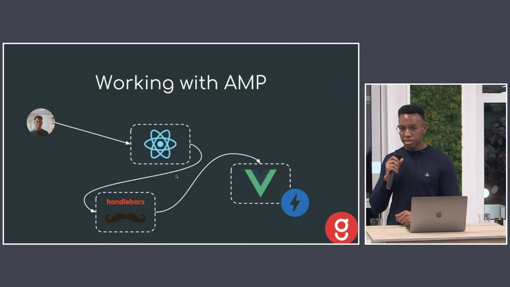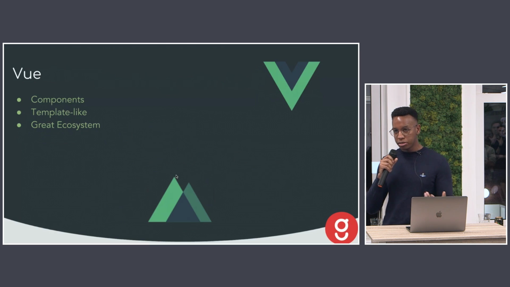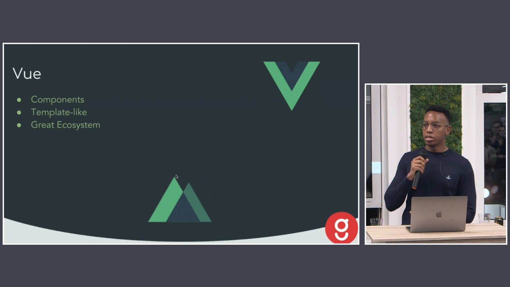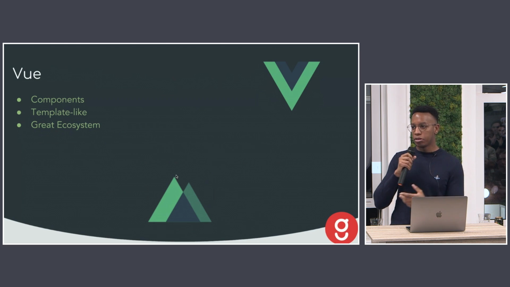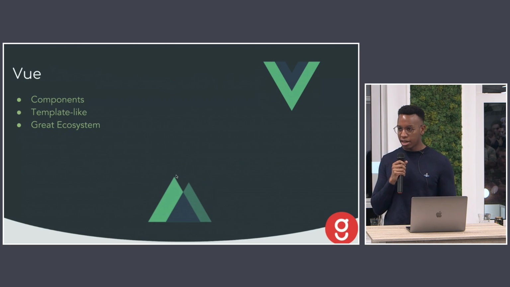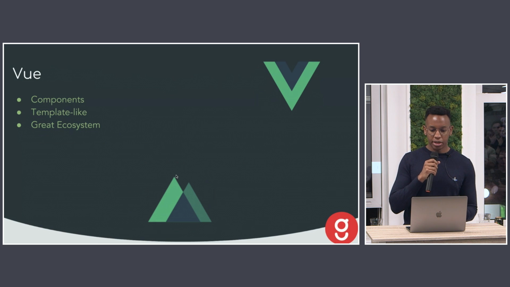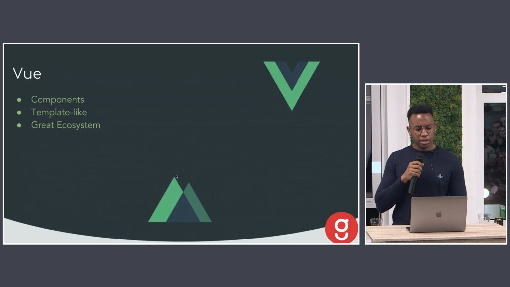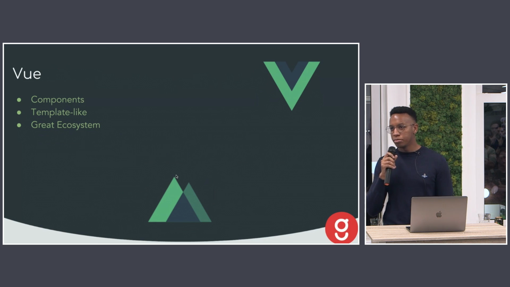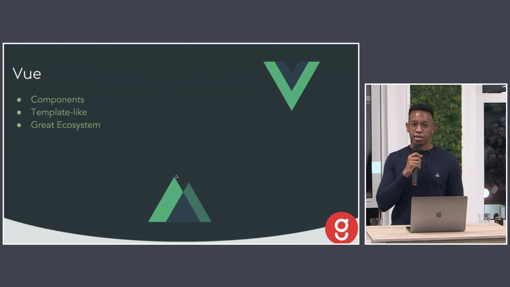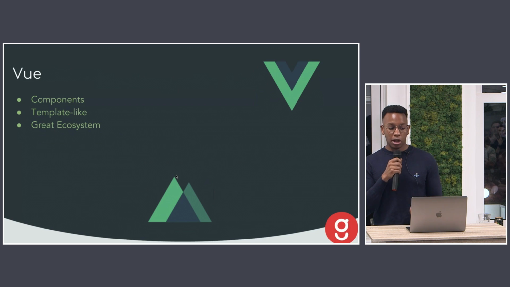Vue is similar to React in the fact that it's got components, but the way that it treats those components and the output of those components is template-like. It's not going to complain about the actual component itself. All it's going to do is diff that against an update. It's also got a great ecosystem for creating apps. So Nuxt was one of those that I found.